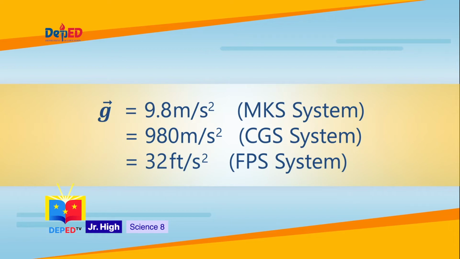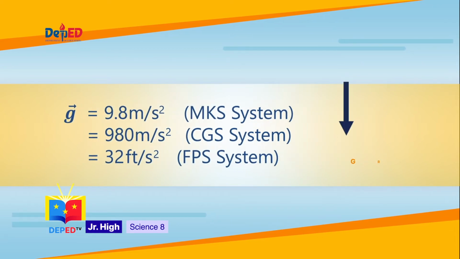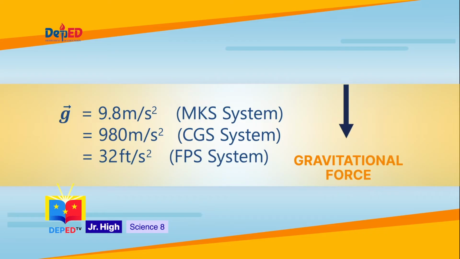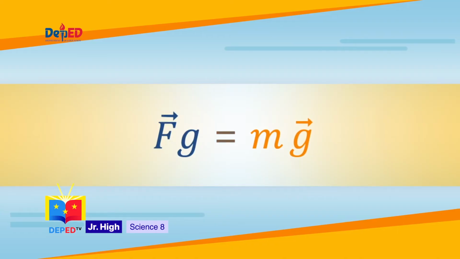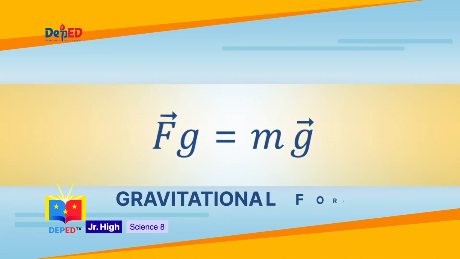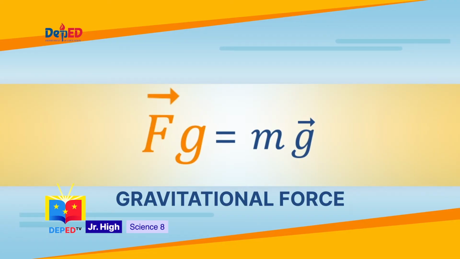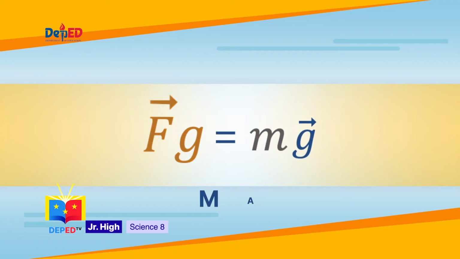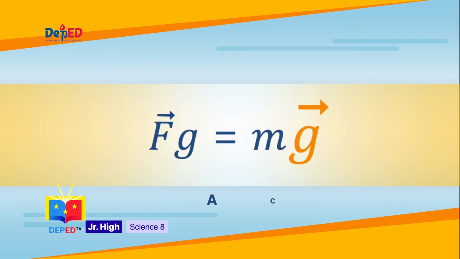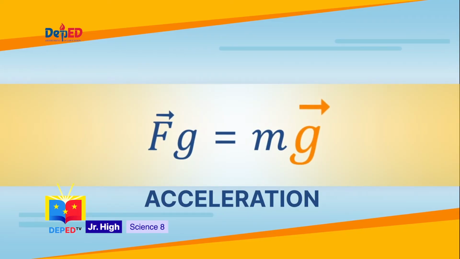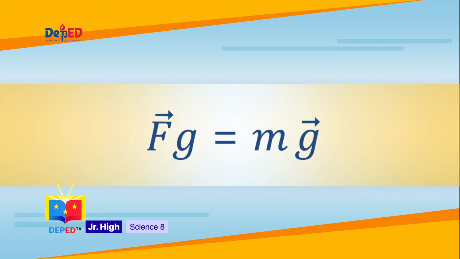The force that causes acceleration is called the force of gravity or gravitational force. The force acts toward the center of the Earth. The gravitational force on an object can be expressed as F_g = mg, where F_g is the gravitational force, m is mass, and g is the acceleration due to gravity. The direction of this force is always directed towards the center of the Earth.